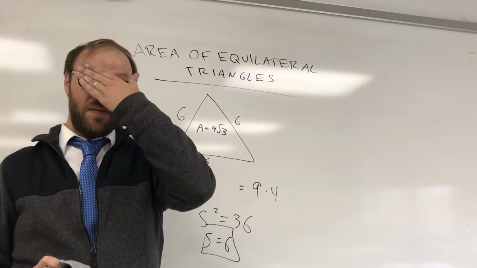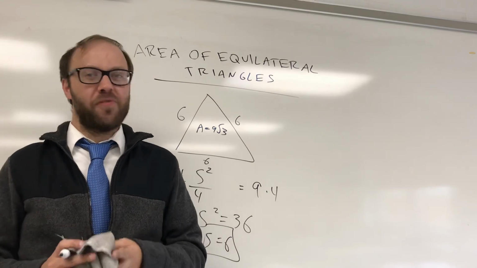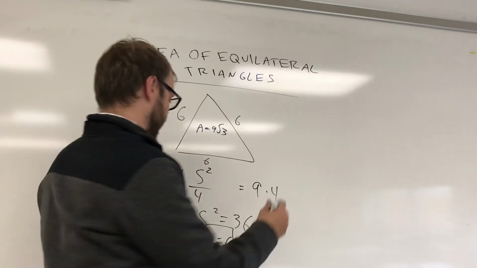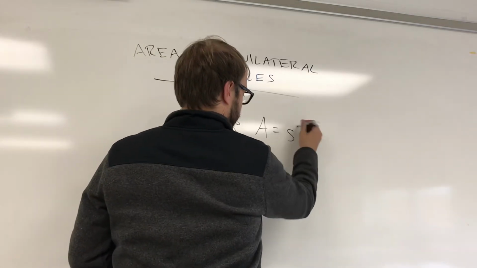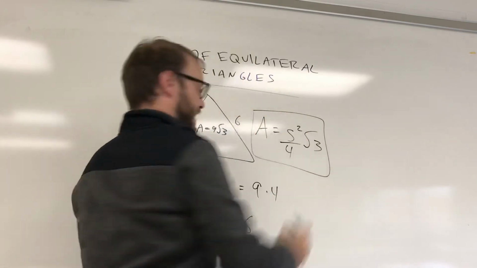So again, not the most important formula in this chapter, but it's one that will be helpful from time to time. I would highly encourage you to know this. The area of an equilateral triangle is the square of the side divided by 4 times radical 3.